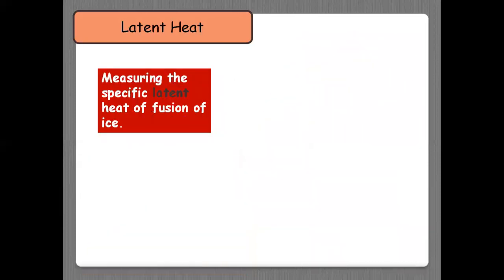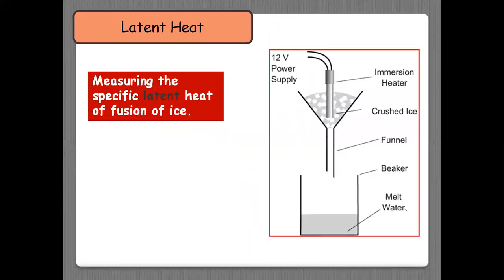Now, how to measure the specific latent heat of fusion of ice? This is the required experiment we need in IGCSE. What are the apparatus we need? We need an immersion heater with a 12 volt power supply, crushed pure ice, a funnel, a beaker, and we collect the melt water.